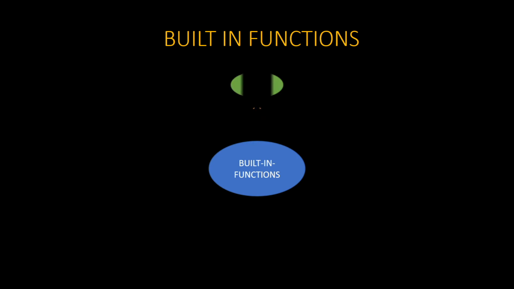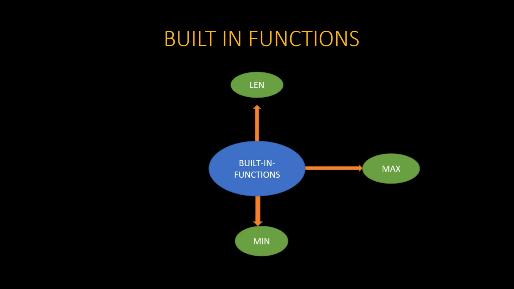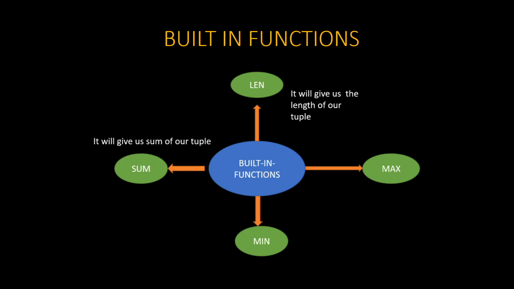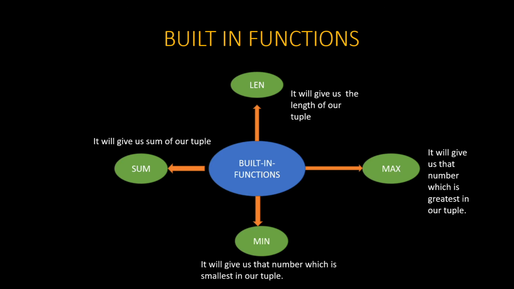Our first function is the len function, our second is the max function, our third is the min function, and our fourth is the sum function. The length function will just give us the length of our tuple, the sum function will give us the sum of our tuple, the max function will give us the number which is greatest in our tuple, and the min function will give us the number which is smallest in our tuple.